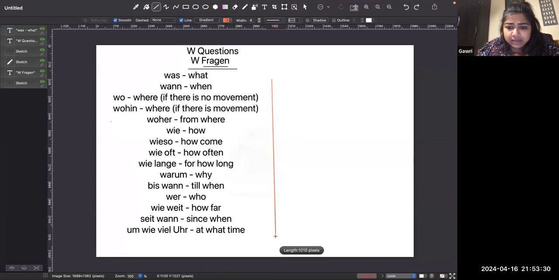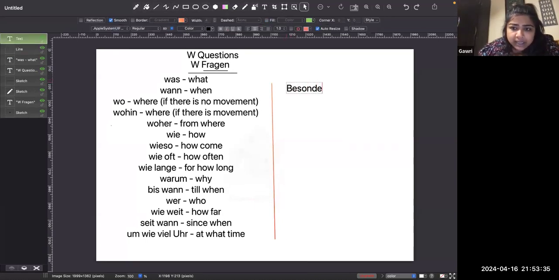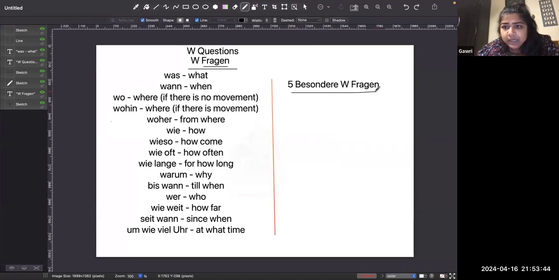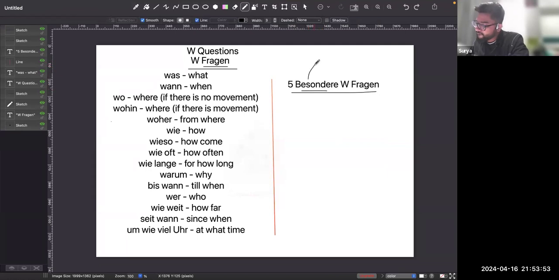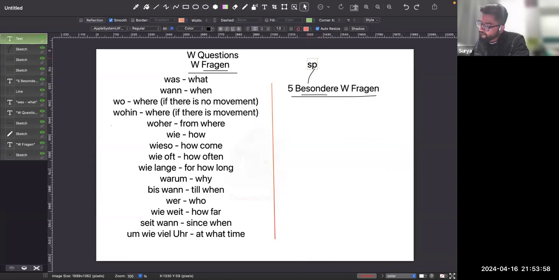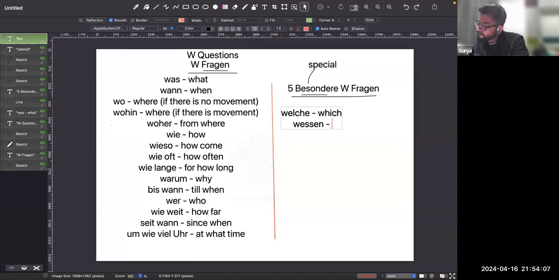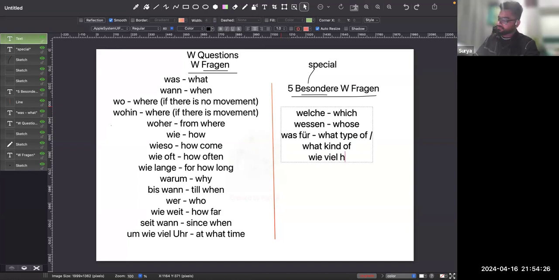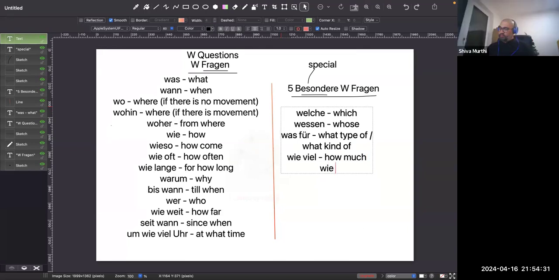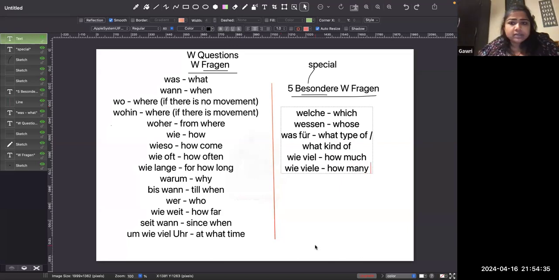Yes. Write these W questions. Then 5 W questions we have to write separately. Those I'm writing here on the right-hand side. There are 5 special W questions in German. We are going to write them separately. That's all. First of all, let us write them down, then we will discuss them.